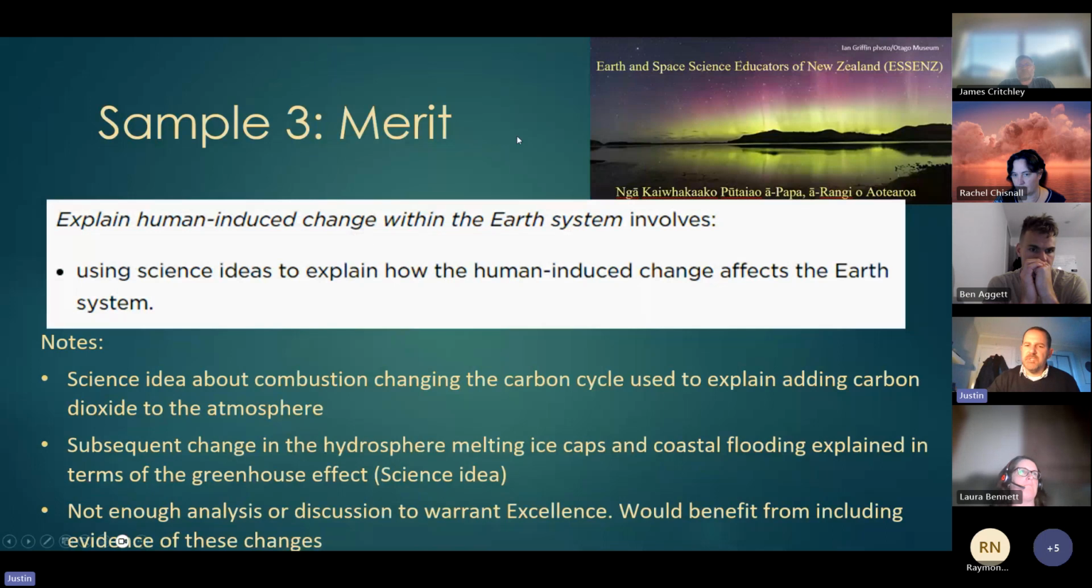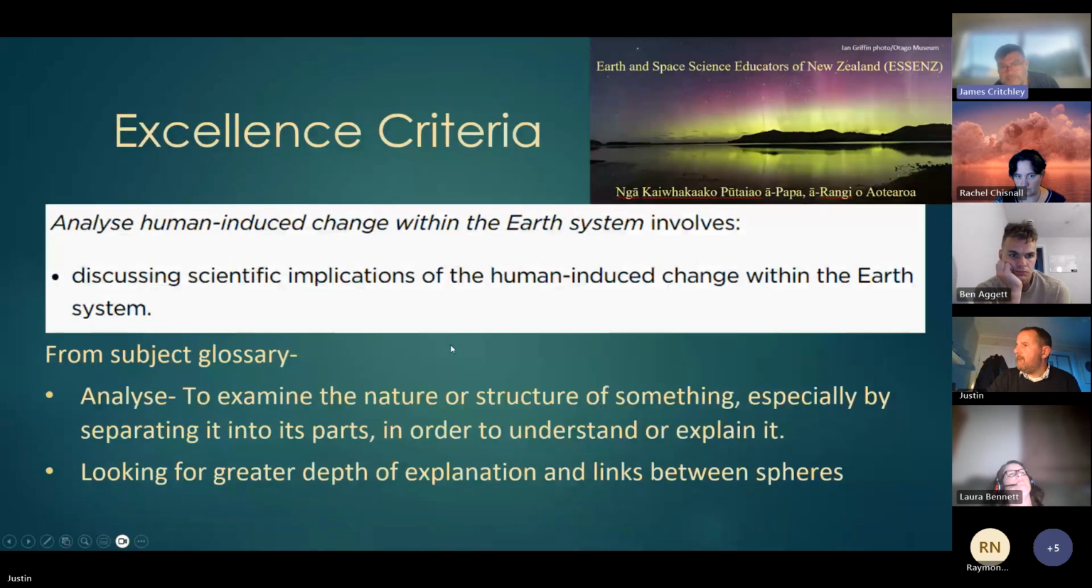I'm not sure that just linking the two spheres is quite enough for excellence. It's analysis they're looking for, really, isn't it? So the analysis of the implications? Discussing the scientific implications of the human-induced change within the system. Have they done enough for a discussion? So they haven't really talked about the consequences of the sea level rise and stuff. Is that what you're saying? Yep, an in-depth analysis and understanding, I think. That's fair enough.